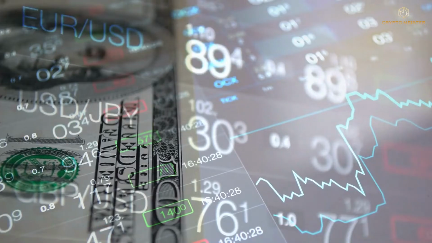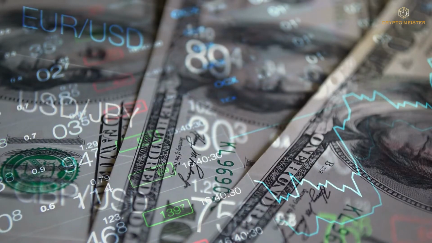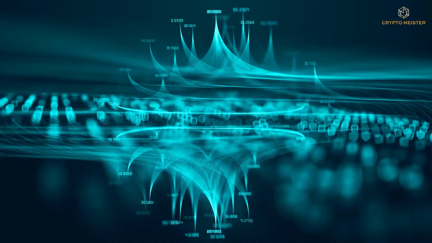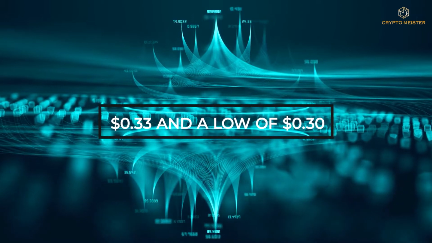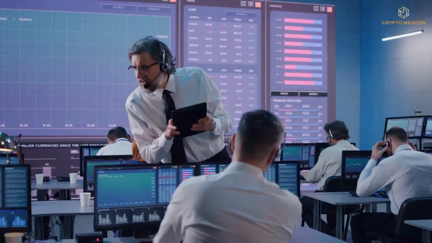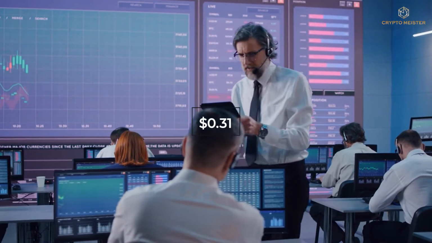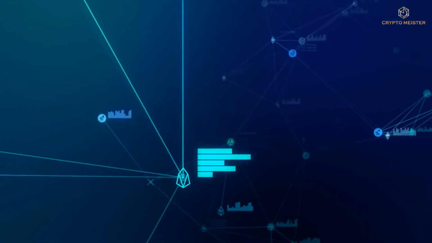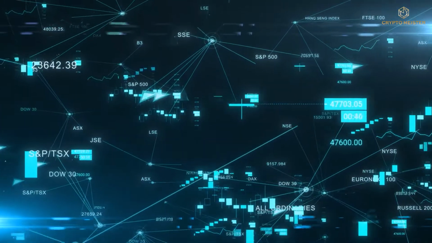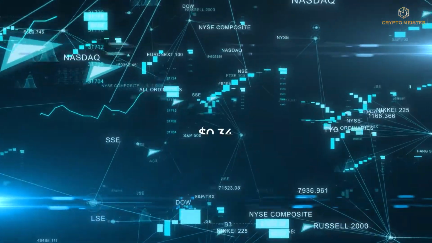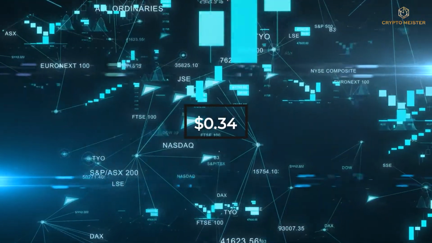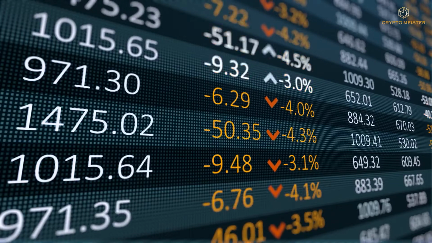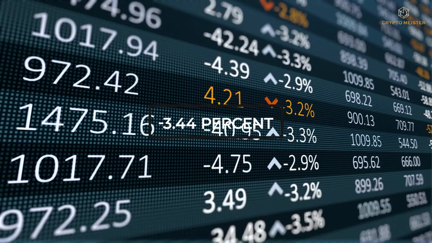The price of Syscoin is expected to reach an average monthly limit of 31 cents in November, with the coin trading between a high of 33 cents and a low of 30 cents. Syscoin is expected to trade at a minimum of 31 cents in December 2021. With an average trading value of 32 cents in US dollars, the Syscoin price can reach a maximum of 34 cents. The current value of the cryptocurrency has dropped by 3.44%.